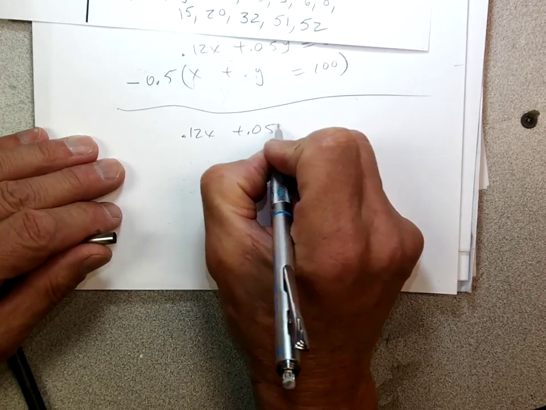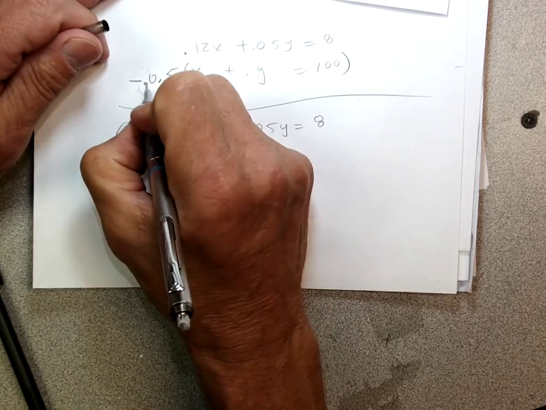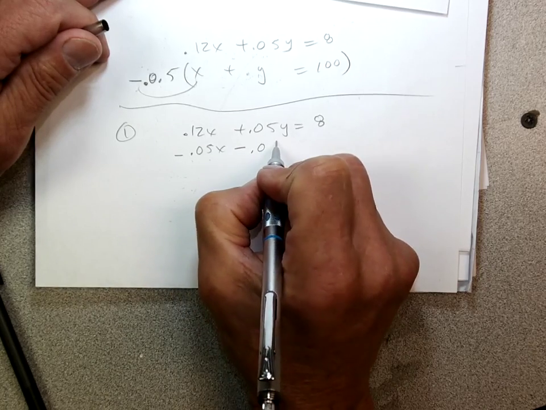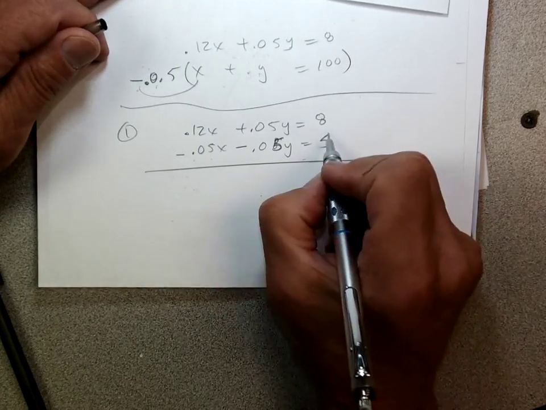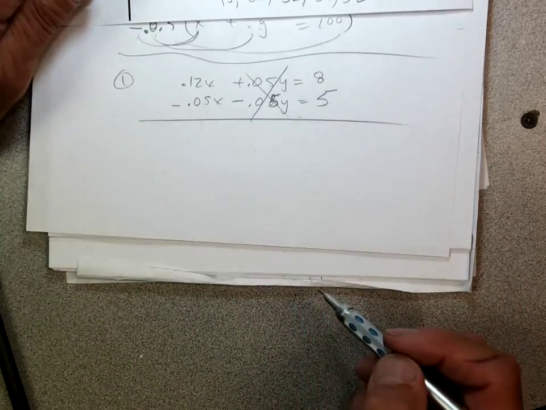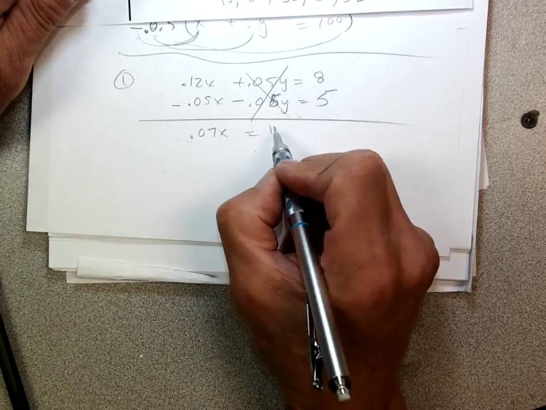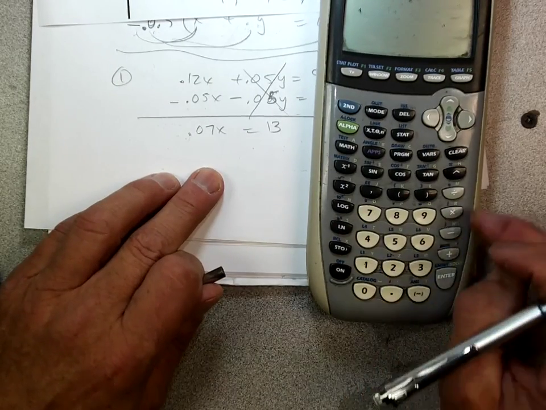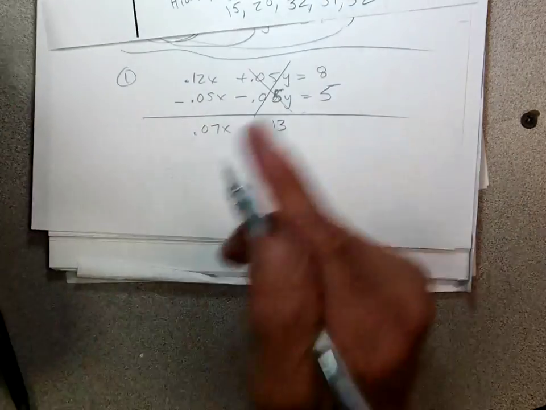0.12x plus 0.05y equals 8. That's my first equation. Second equation is going to be a negative, oh, I got the decimal in the wrong place. Sorry. Negative 0.5x minus 0.5y equals negative 50. I am making mistakes. So I multiplied through, and the reason I did that is because when I add these, those are gone, right? So we're going to have 0.07x equals 13. Now, gosh, that just seems like so much work, but it's not that bad because we use calculus, right? So if I divide 13 by 0.07, I get an answer of 185.